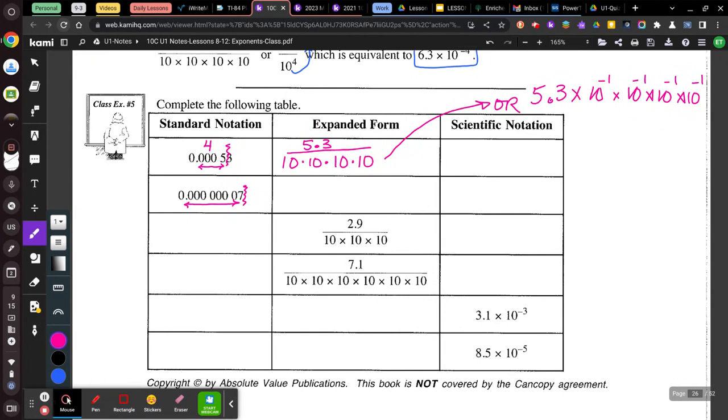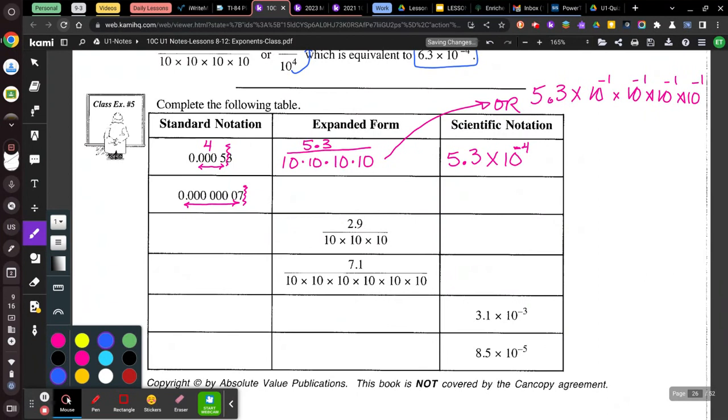So scientific notation will end up being 5.3 times 10. Now, how many negative 1s do we have? 4 of them. So we'll have negative 4. Okay, so that's how that works. Now, do we have to show the over 10s? No, we don't. You can do it either way. I'm going to show the positive exponents on this one, and then I'll do it the other way on the other one.